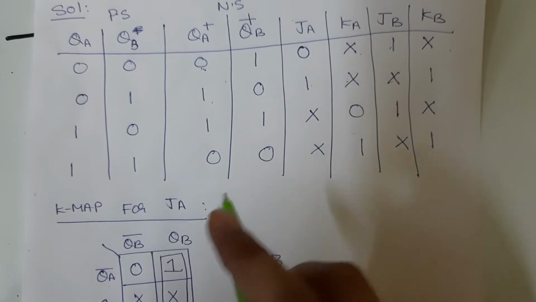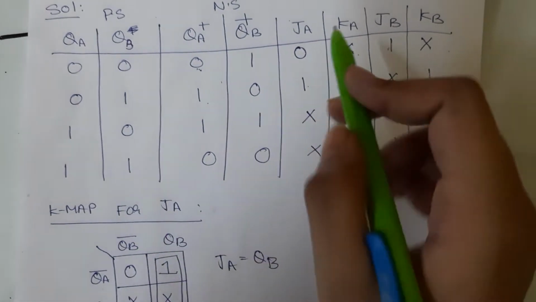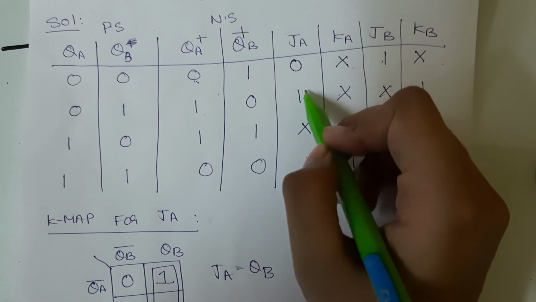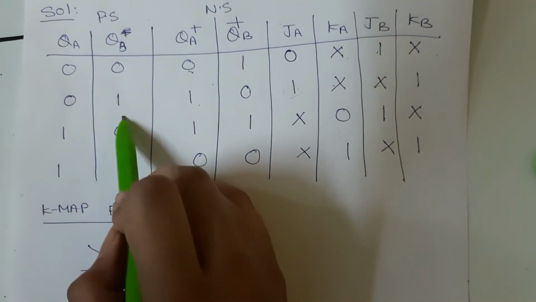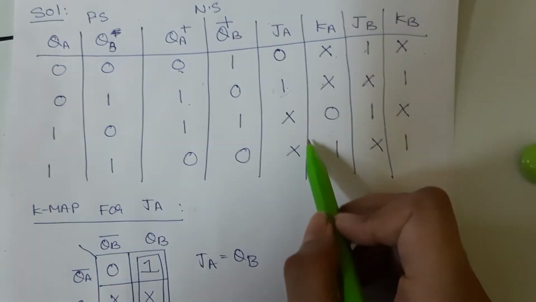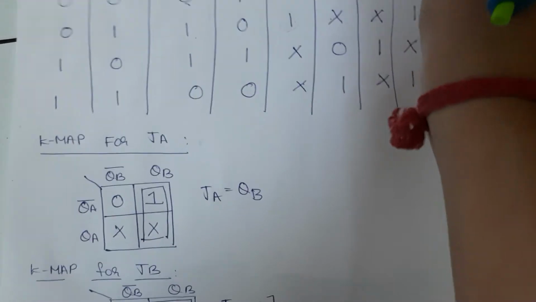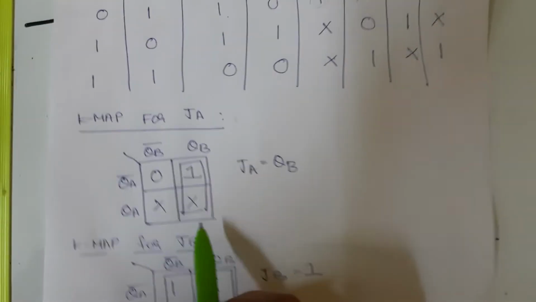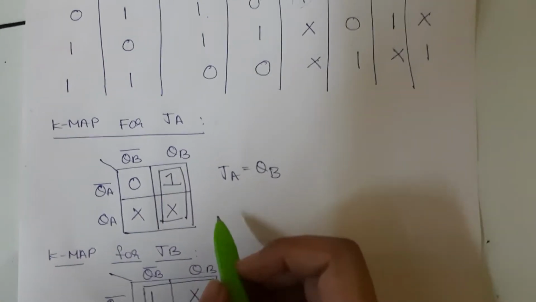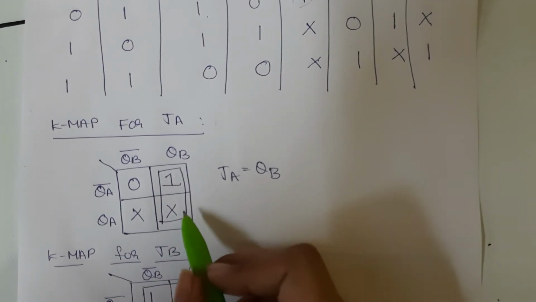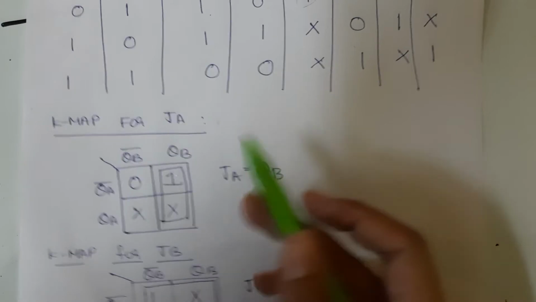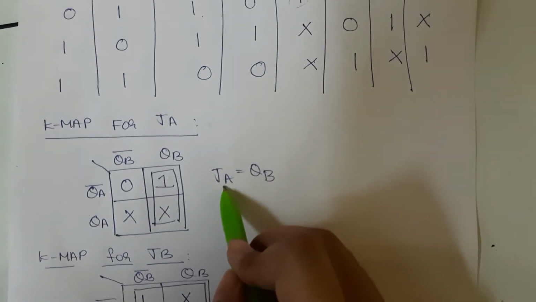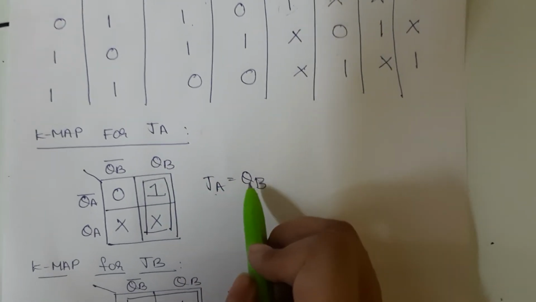So I will start with drawing it for JA. In JA we see that there is a 1 at 0, 1 only and the rest are all don't cares. So this is how my K map will look. Now since it's a don't care, I can assume it to be anything. So here I will assume it to be 1 for the convenience of grouping. So now my value for JA will be QB.